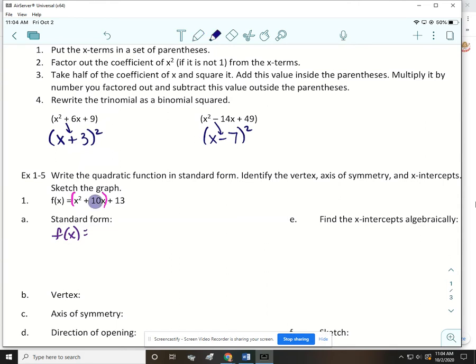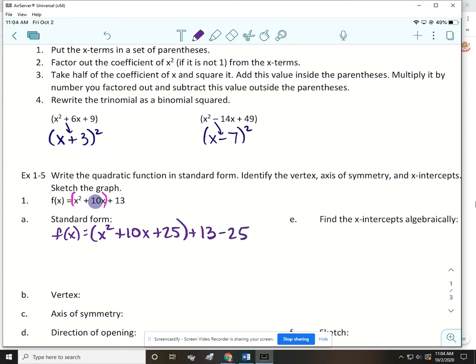All right, the next step is to take half of the coefficient of x and square it. Add this value inside the parentheses. So we're looking at 10. We're going to take half of 10 and square it. That's going to be 25. We add that inside the parentheses. Okay, and then the second part of that step is multiply it by the number you factored out and subtract this outside the parentheses. So in this case, we didn't factor out a number, so we're just going to subtract it.